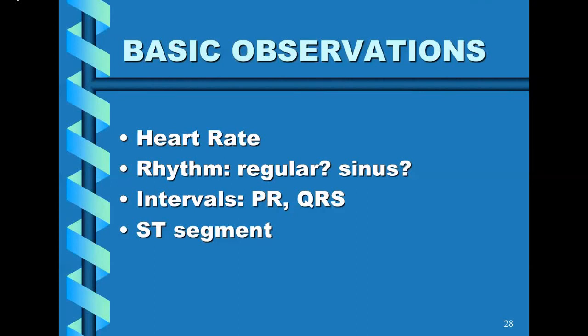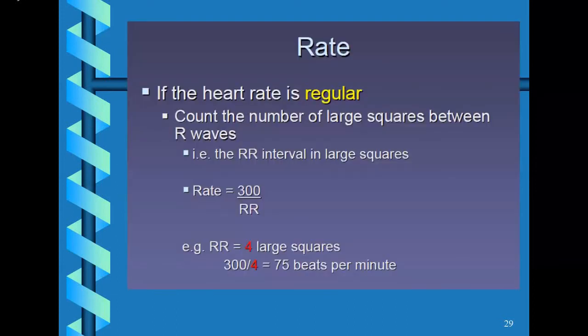Basic observation: heart rate, rhythm, whether it is regular or sinus, intervals, PR, QRS, and ST segment. I have discussed this already. If the heart is regular, count the number of large squares between the R waves. This is how I was calculating the R to R interval in the large squares. So if there are 4 large squares, 300 divided by 4 is equal to 75 beats per minute. So this is how we calculate the rate.